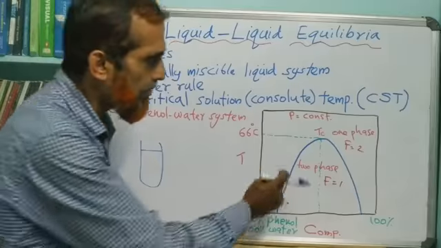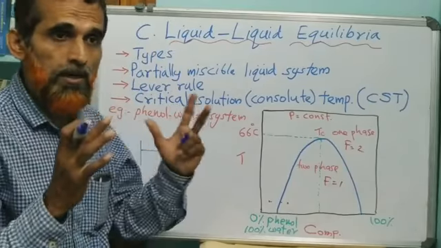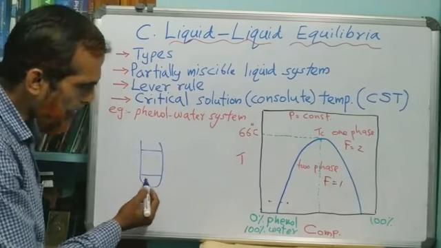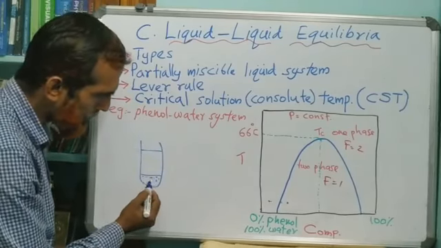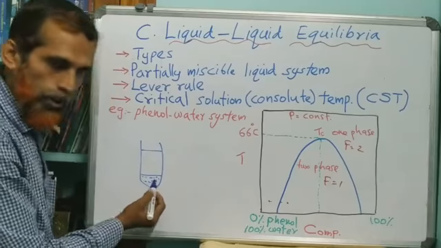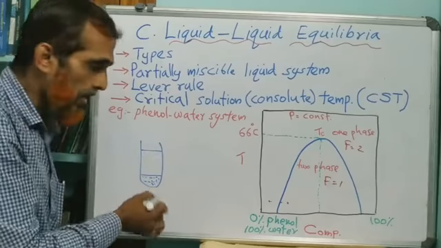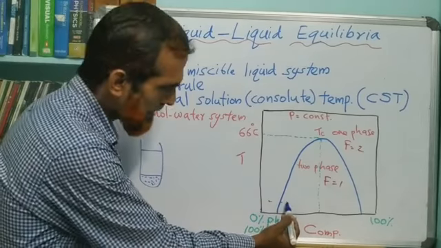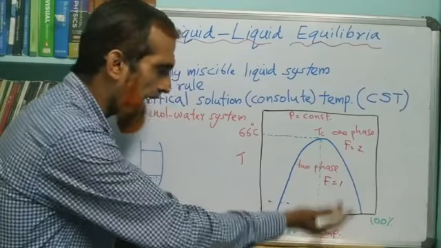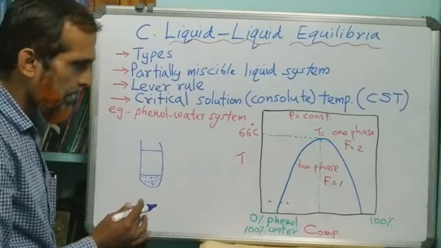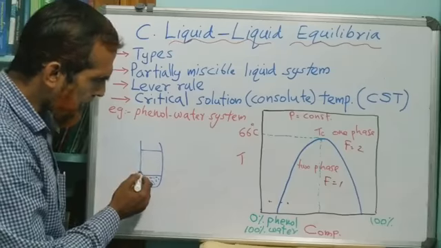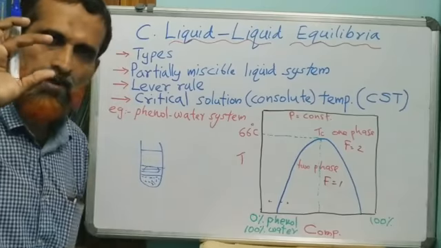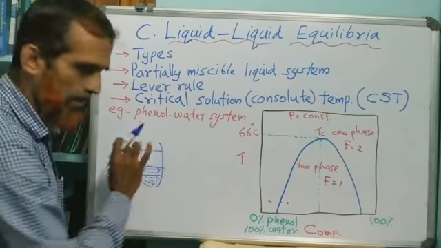So what is it? It will be two phase. That means the phenol and water will separate into two layers, as I said earlier, two conjugate solutions. The lower layer is water in phenol and the upper layer is phenol in water, right? Suppose you keep the temperature constant and add more and more phenol. What happens? The phenol layer will grow in size and the water layer will become smaller and smaller.